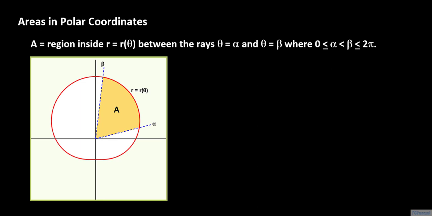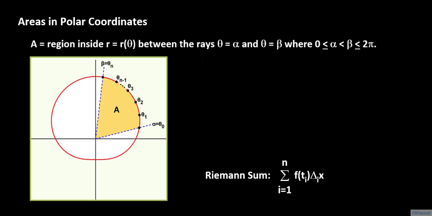To find an integral formula for the area of region A in polar coordinates, we first find a Riemann sum approximation for the area of region A. We partition the interval from alpha to beta. We start with theta sub 0, which we set equal to alpha. And then in a strictly increasing order, we have theta sub 1, followed by theta sub 2, and then theta sub 3, all the way to theta sub n minus 1, and finally we have theta sub n, which we set equal to beta.